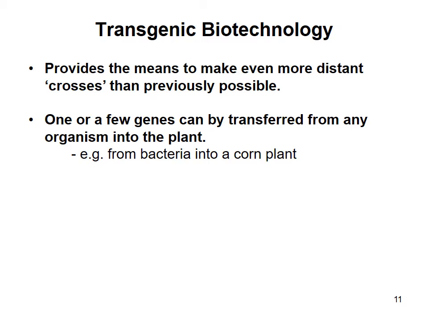Transgenic biotechnology provides the means to make even more distant crosses than were previously possible. So organisms that have until now been completely outside the realm of possibility as gene donors can now be used to donate desirable traits to crop plants. These organisms don't provide their complete set of genes, but rather donate only one or a few genes to the recipient plant. So, for example, a single insect resistance gene from the bacterium Bacillus thuringiensis can be transferred to a corn plant to make Bt corn.